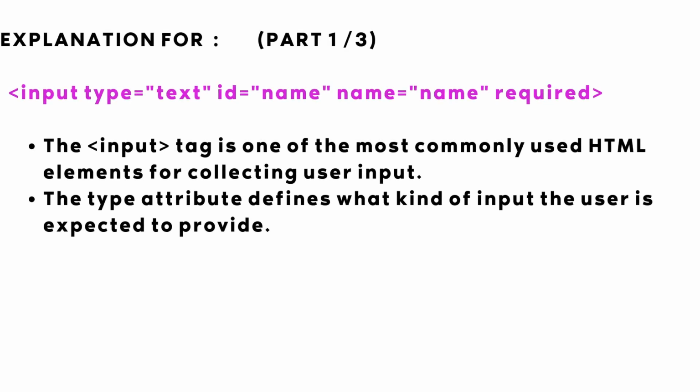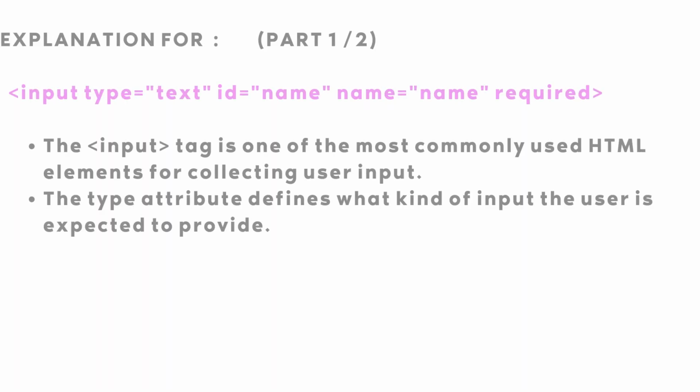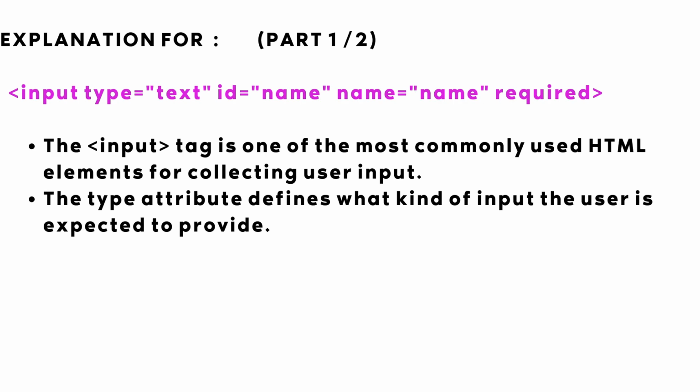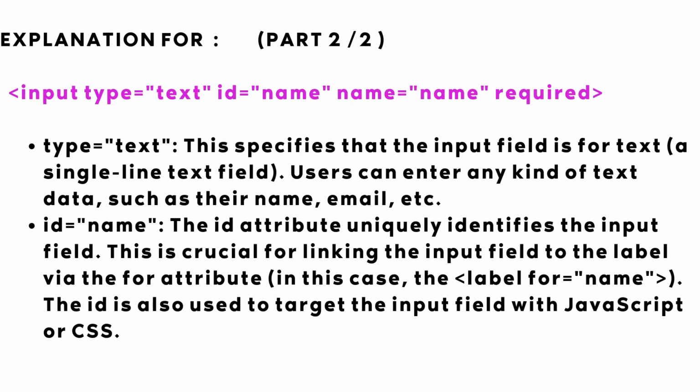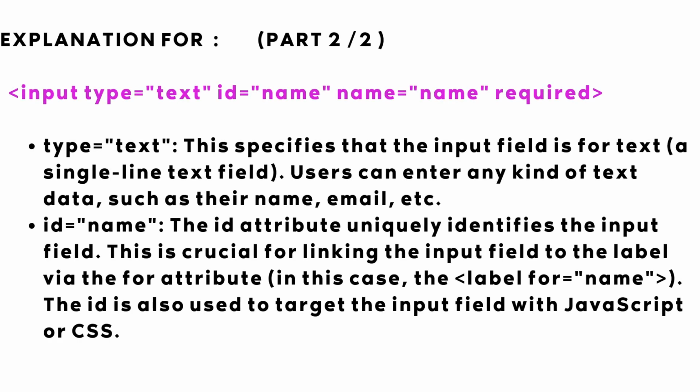The input tag is one of the most commonly used HTML elements for collecting user input. The type attribute defines what kind of input the user is expected to provide. Type is equal to text. This specifies that the input field is for text, a single line text field. The user can enter any kind of text data such as their name, email.